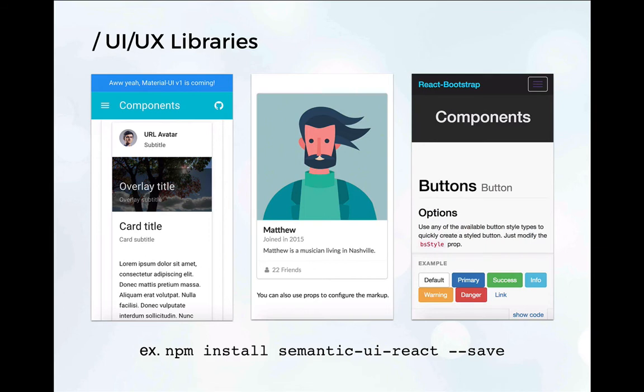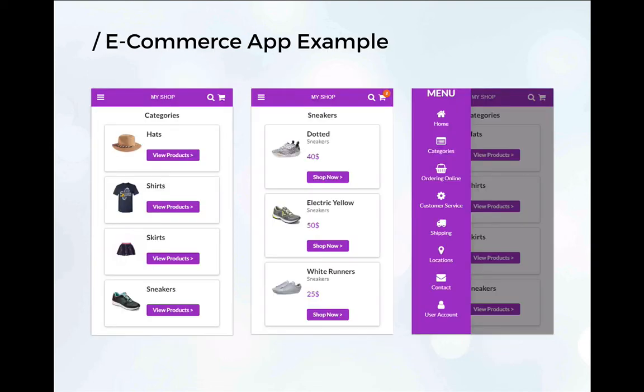For UI/UX components, there are several libraries that are compatible with React, such as Material Design, Semantic UI, or even React Bootstrap, just to give you a few examples. These libraries contain a set of ready-made components, such as grids, menus, cards, buttons, and so on, that we can immediately start adding to the application. Here is an example of an e-commerce application built with Semantic UI. On the screen, you can see a list of categories, a list of products, and a side menu. Let's dive into the code, and you'll see how easy it is to create this application by using React.